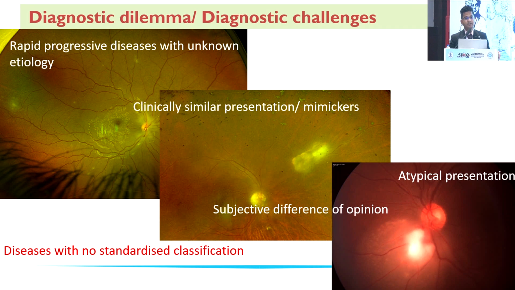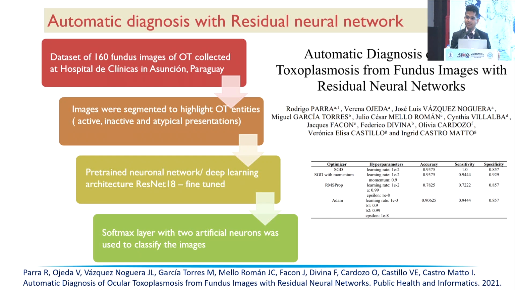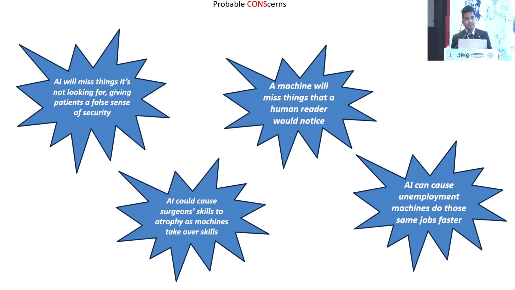Most of the challenges that we have in uveitis are that sometimes the disease has mimickers, it has similar presentations of various diseases, or a rare presentation of a common disease is what matters, and there would be subjective differences in opinions amongst uveitis practitioners. I think if we let the AI churn these images, that would be one way to look at it. Automated diagnosis of ocular toxoplasmosis is another area of study in this era. But it comes with cons. It can come with a lot of possible cons.